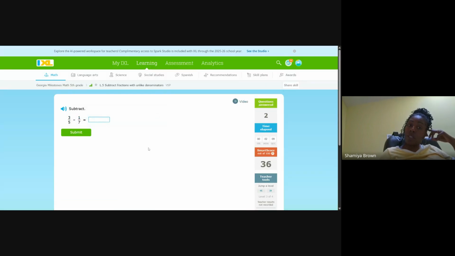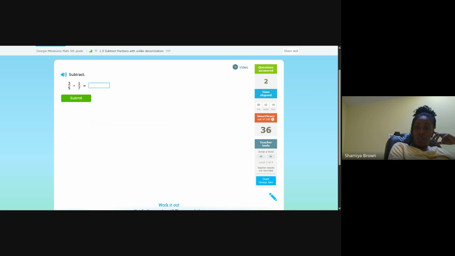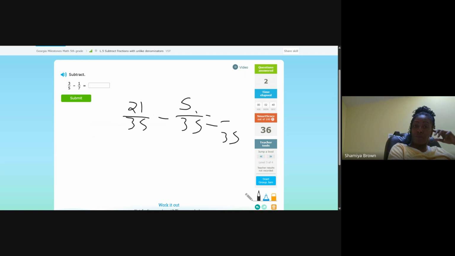Okay, find a common denominator between 5 and 7. It's going to be 35. Something over 35 minus something over 35 equals something over 35. 5 times 7 gives me 35, so I need to do times 7 up there to get 21. 7 times 5, so I need to do times 5 on the top to get 5.